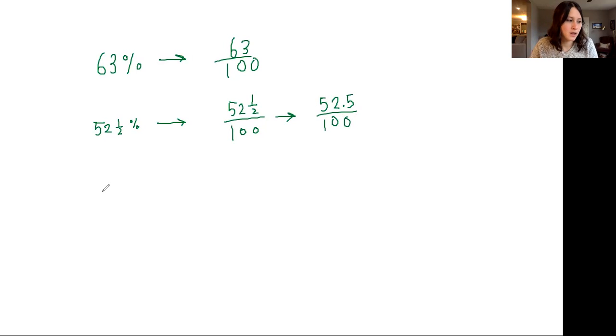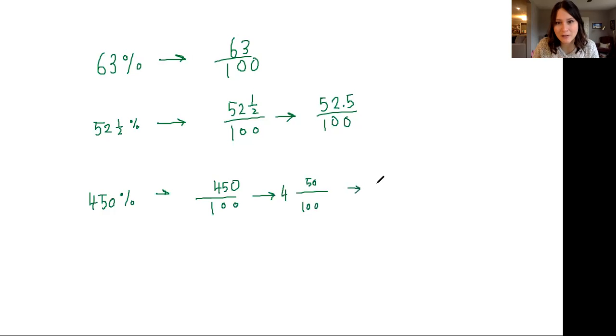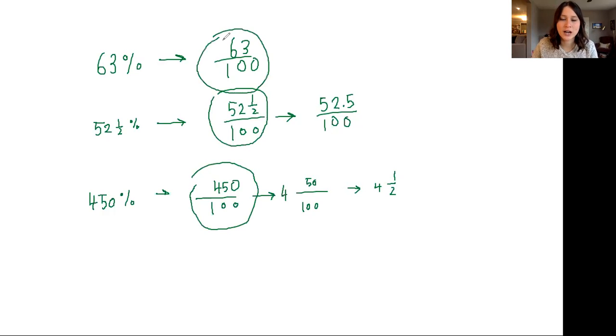52.5 over 100. What if I have 450%? Well, same thing, right? I'm going to turn this into a fraction over 100. So that percentage over 100, which really means I have greater than 100% here. I have 450%. So if you wanted to simplify this fraction and make this 4 and 50 over 100 and then reduce that and make that 4.5, you could, but really our goal right now is to write our percentage as a fraction over 100 because we want to really be familiar with this idea.